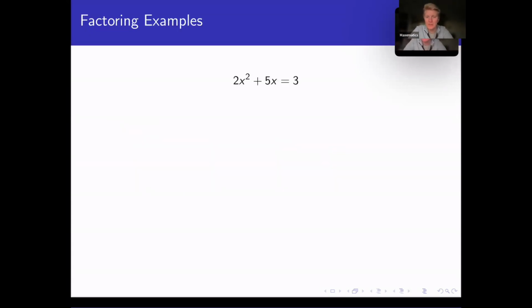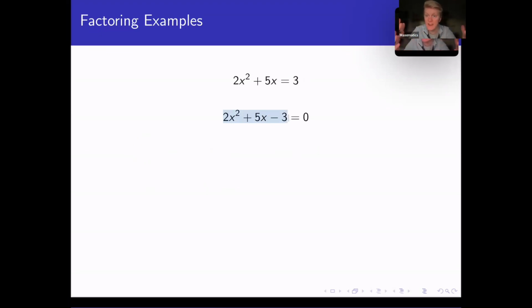Okay, so let's do 2x squared plus 5x equals 3. And step 1 says bring everything to one side. Get to standard form. Well, we have equals 3. If we want to bring this 3 over, all we need to do is subtract 3 on both sides. Okay, so 2x squared plus 5x minus 3.